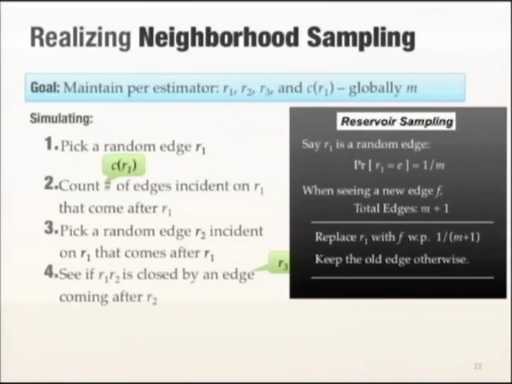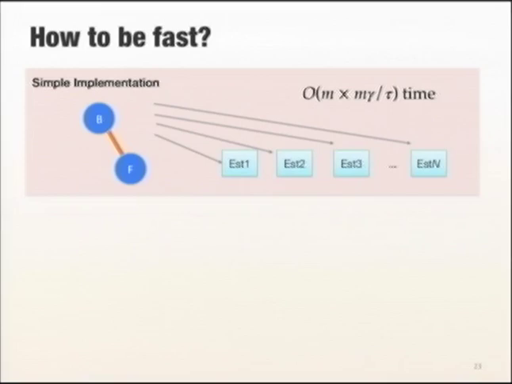But that's kind of bad, right? Because if you do that in this implementation, then every time an edge arrives, you're going to have to send that edge to all the estimators to see if that is incident on R1 and to do the sampling. So that will result in something like m times the space bound, ignoring epsilon and delta terms.